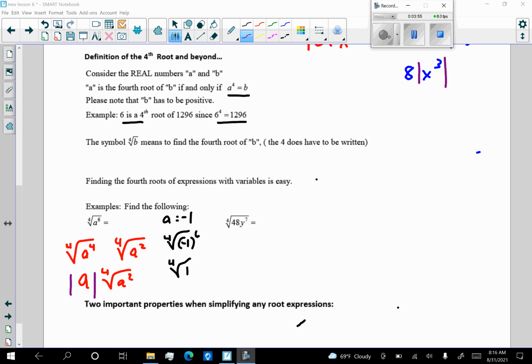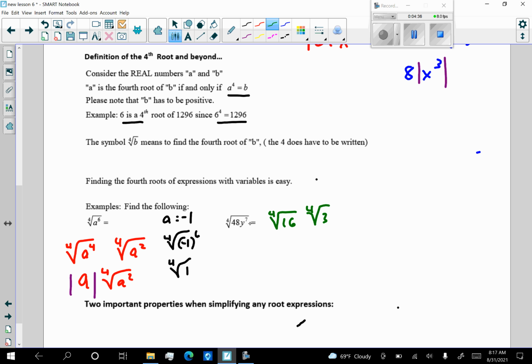Okay, so let's do another example here. The fourth root of 48y to the 7th. The variables are easy. The 48, can anyone think of something to the fourth power that's a factor of 48? I can. Anybody think of that? Billy? You're right, 16. So I'm going to split this up into the fourth root of 16 times the fourth root of 3, because 3 times 16 is 48.